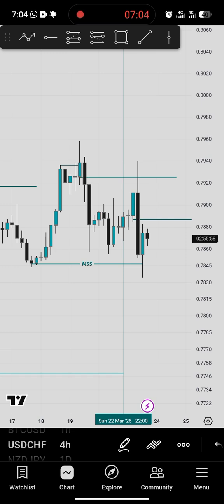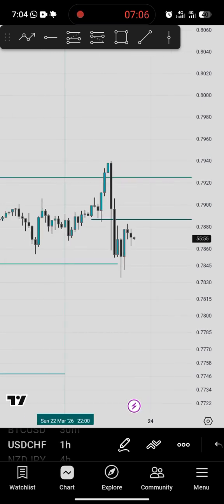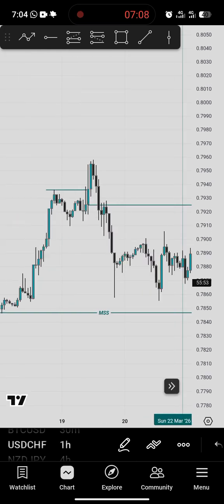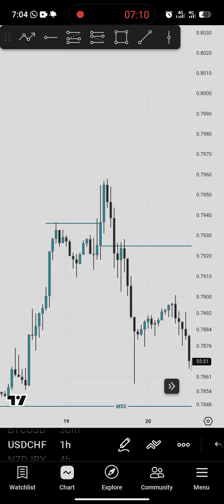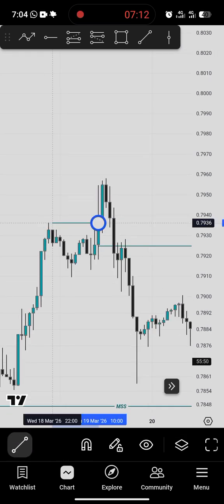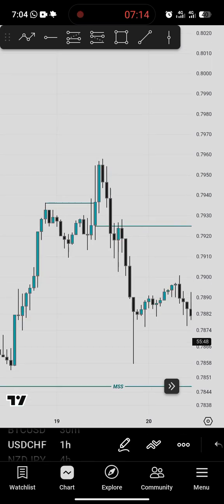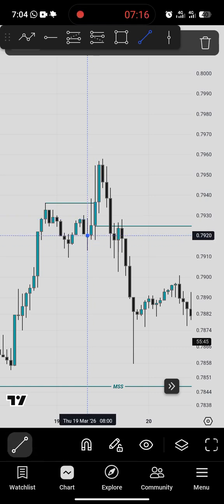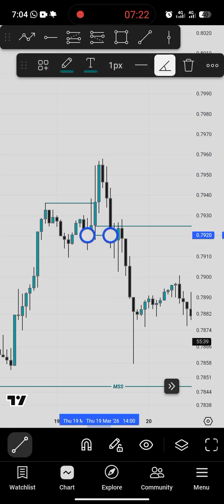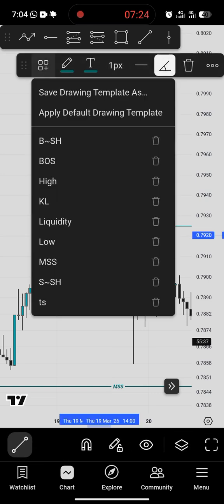So I went down to my 1 hour time frame to check the break of structure. Don't forget the entry time frame for daily CRT is 1 hour. Do you get now? So on this 1 hour time frame, I look for break of structure. This is my break of structure. Should I call it break of structure or market structure shift? So that is it.